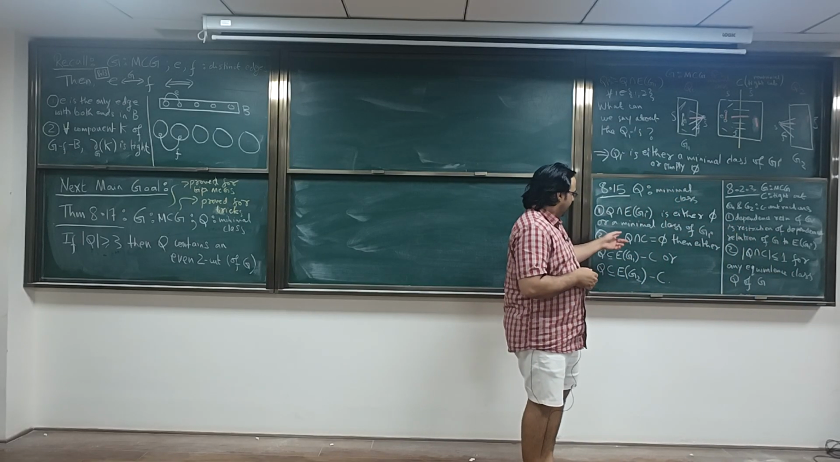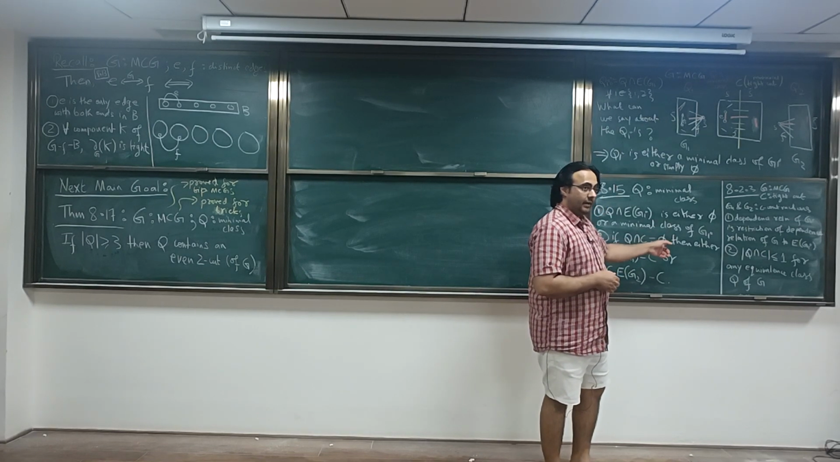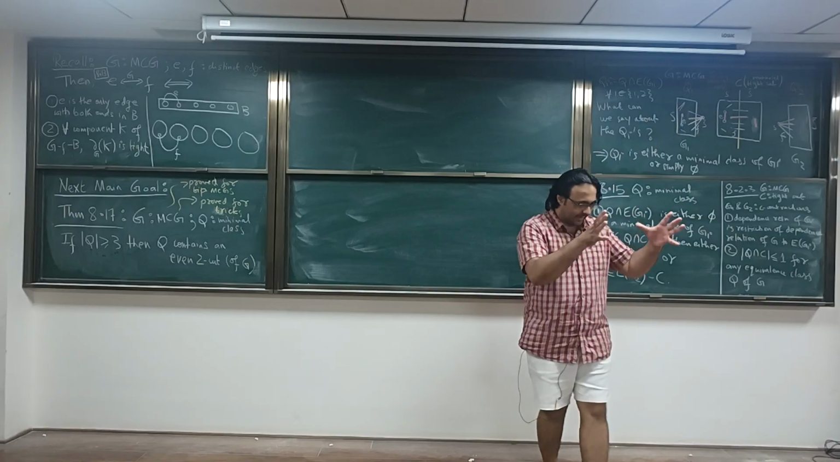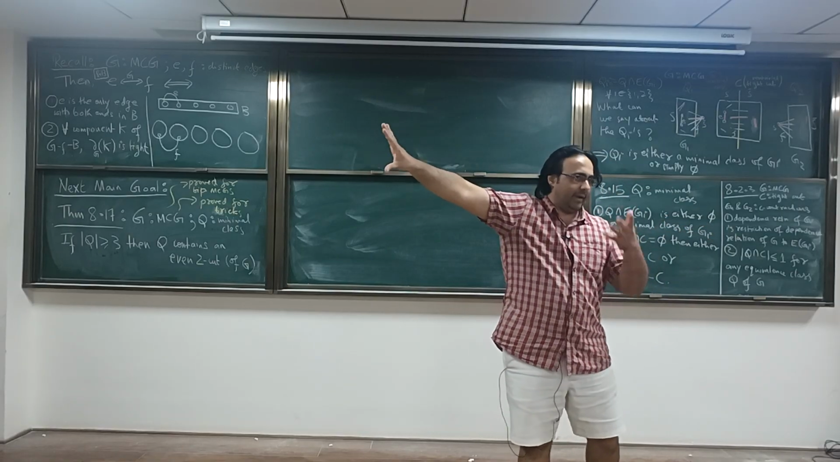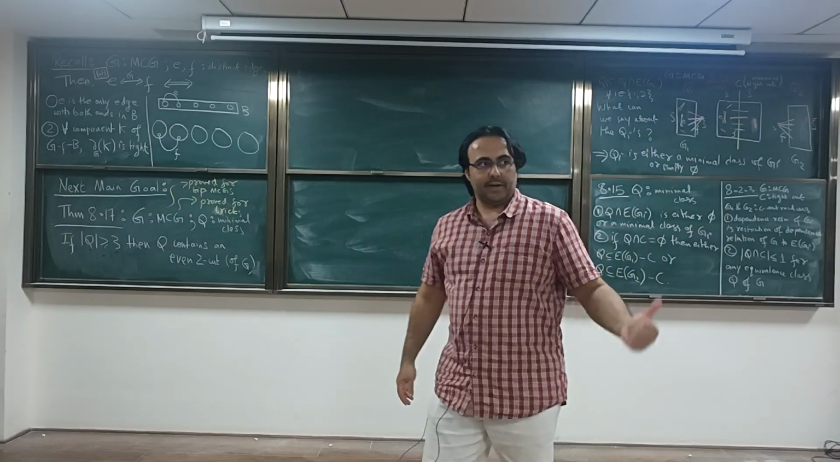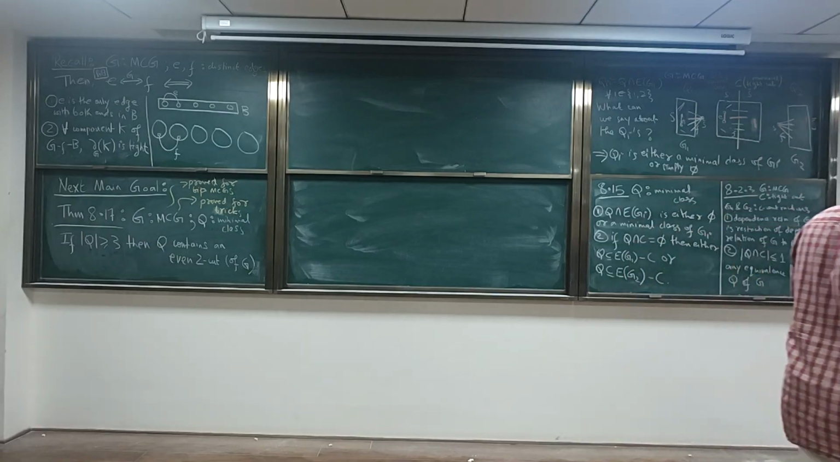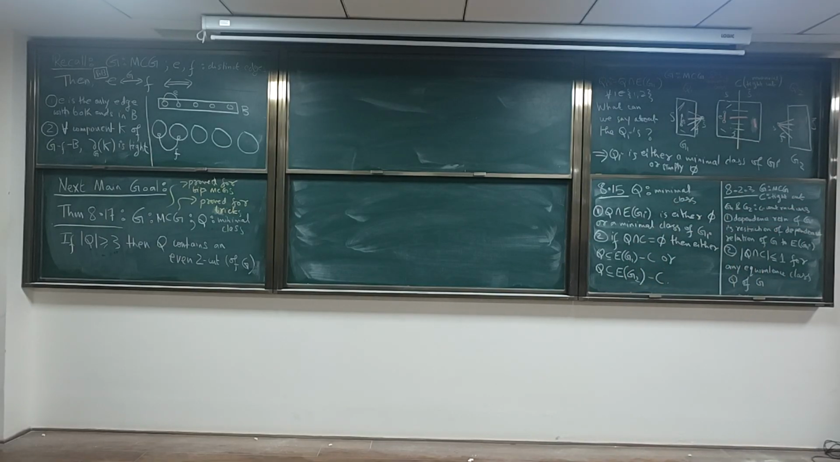And in particular, if a minimal class has empty intersection with a tight cut, then the entire class is either in G1 minus the cut or in G2 minus the cut, right? So these are some facts that we just discussed and proved, right? But you can write down complete proofs of them later to convince yourself that there is no mistake there.